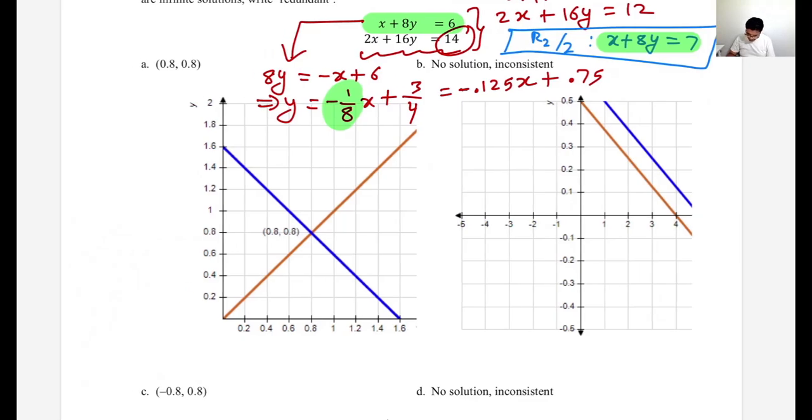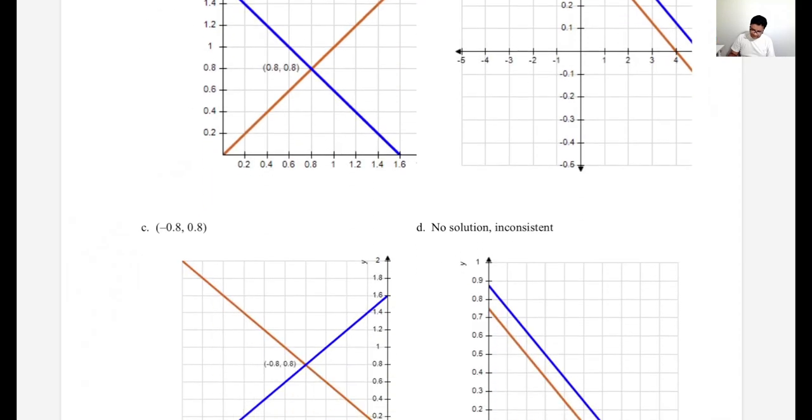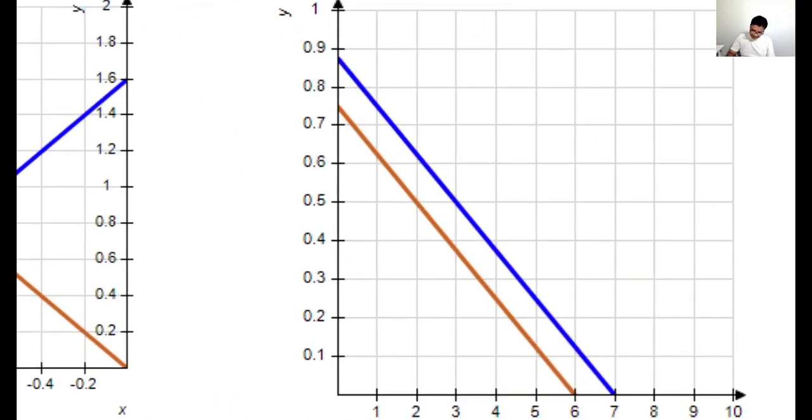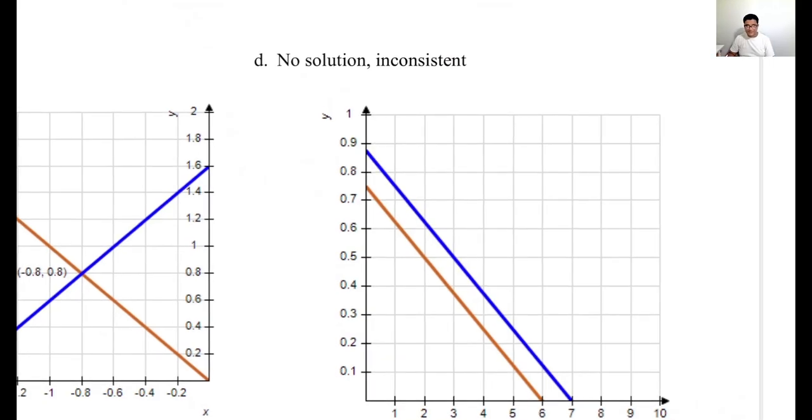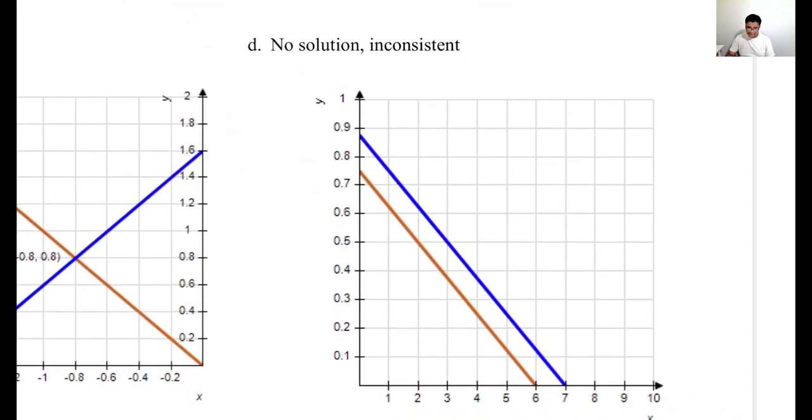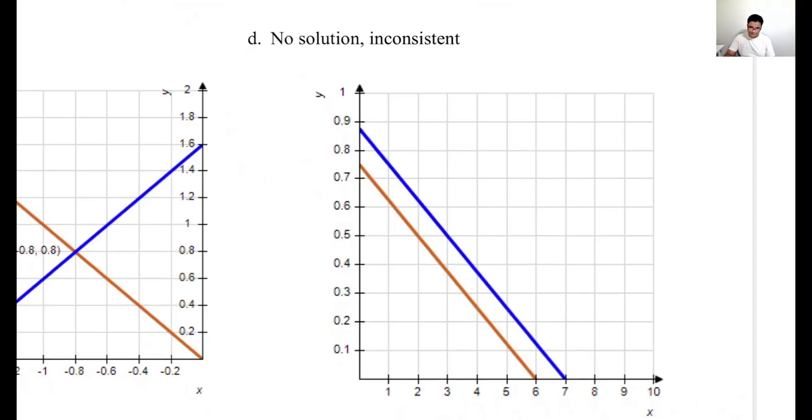So let us see. Here, the y-intercept doesn't match actually. You just check that. This one is better, option D here. Okay, what do you see? The y-intercept is 0.75, between 0.7 and 0.8. And is my slope m negative 0.125? We can check that.